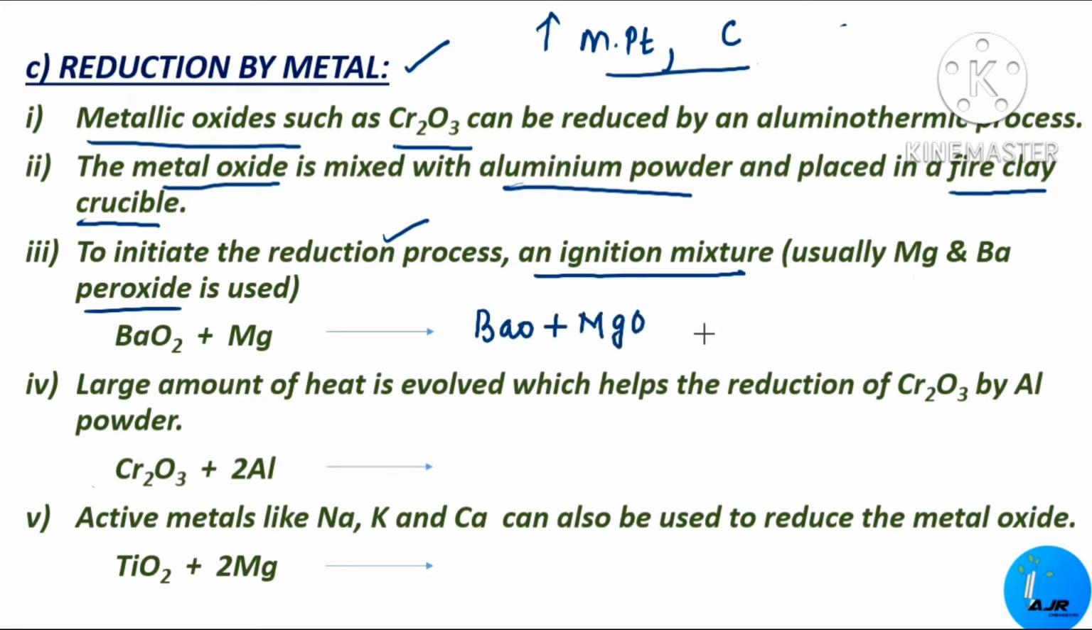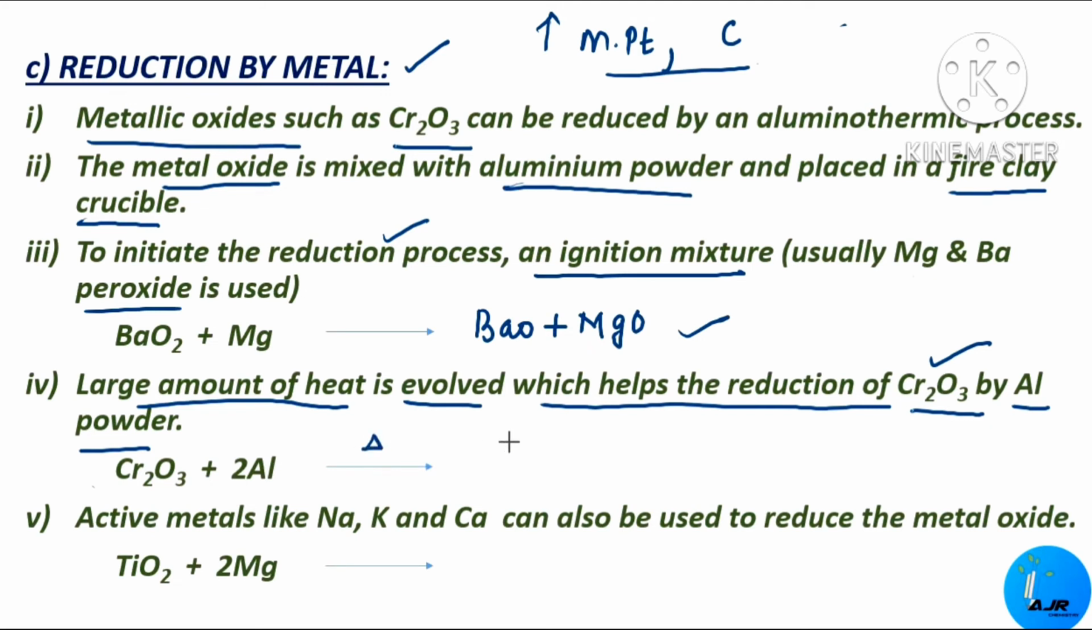During this process, a large amount of heat energy is dissipated. This large amount of heat helps in the reduction of chromium trioxide by aluminum powder. So when the ignition mixture reacts, the heat energy helps the reduction of Cr2O3 by aluminum powder. Cr2O3 plus aluminum at high temperature gives the free metal chromium plus Al2O3, aluminum oxide.